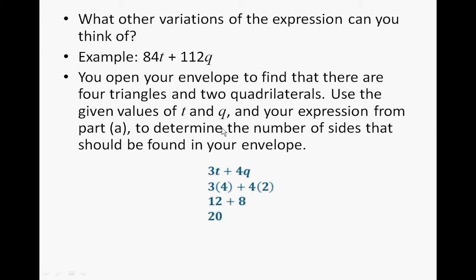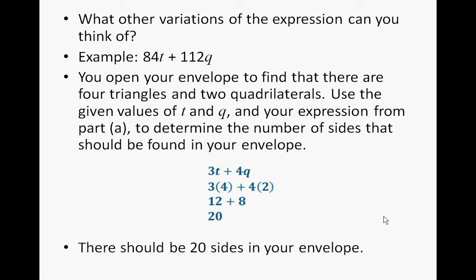You should have something that looks like this. We always start with our original expression, then we show what values we are substituting in for our variables, and then we use the order of operations to simplify to a single value. In this case, 3 times 4 is 12, 4 times 2 is 8, and 12 plus 8 is 20. So therefore, there should be 20 sides in your envelope.